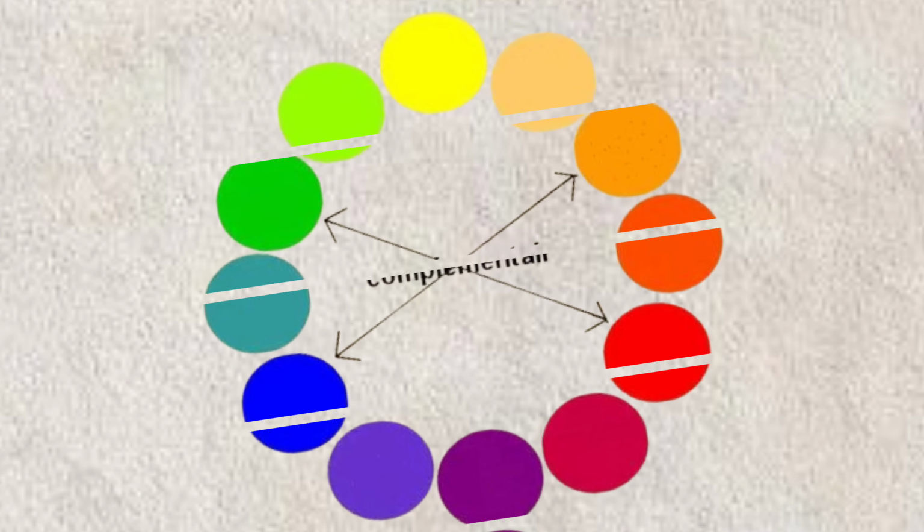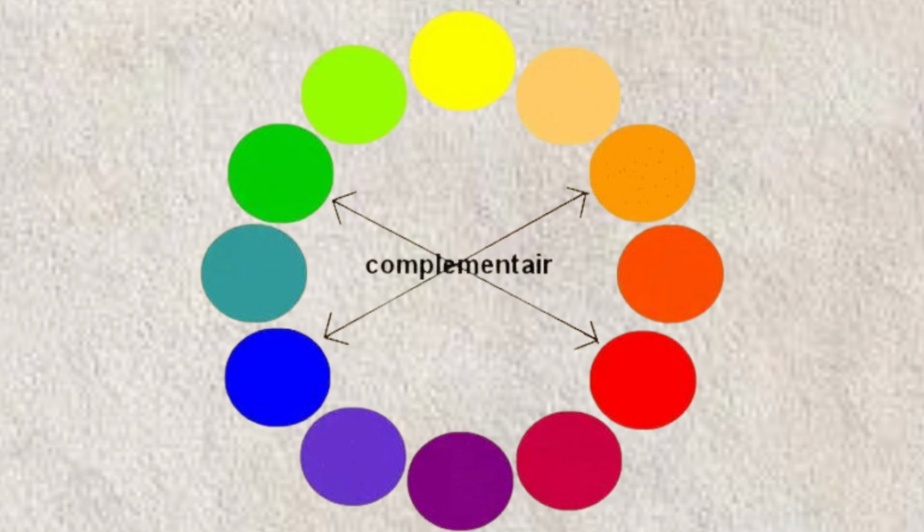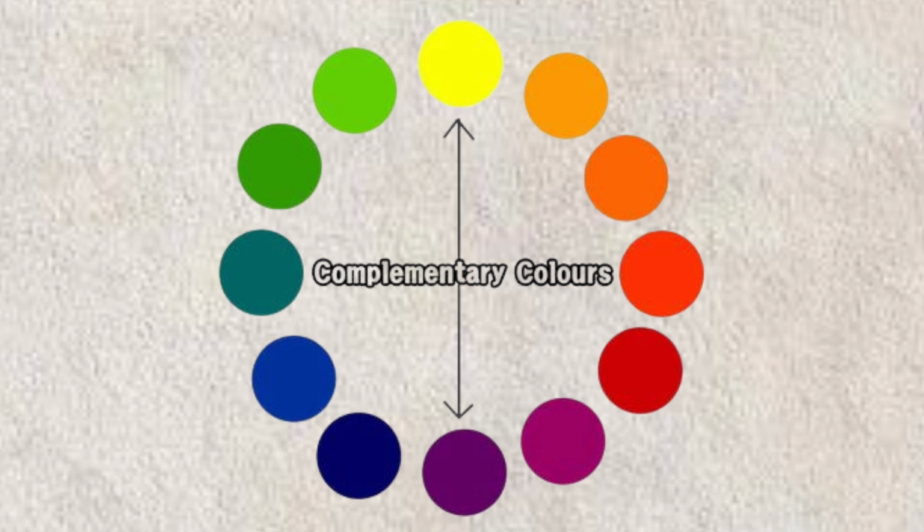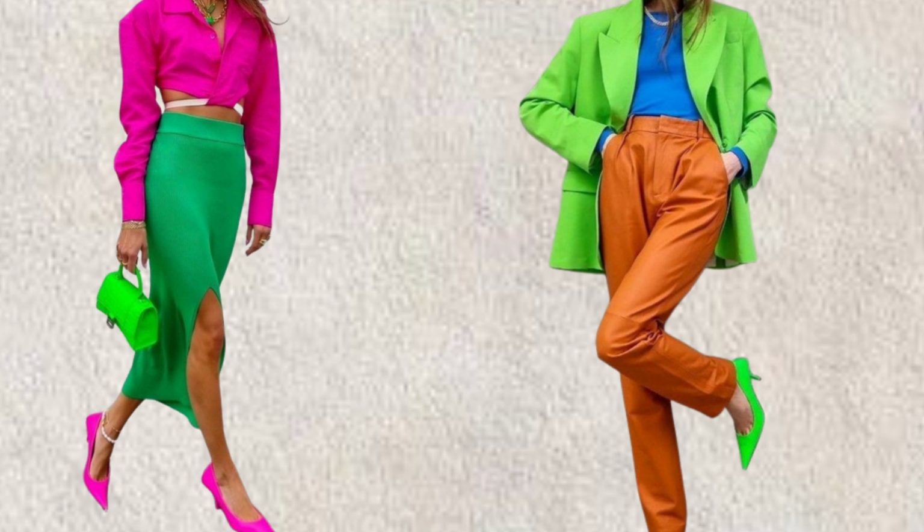The next point is complementary colors. These are colors that are exactly opposite each other on the color wheel. They contrast each other, hence making each other seem more vibrant when paired together. Examples are blue and orange, green and red.